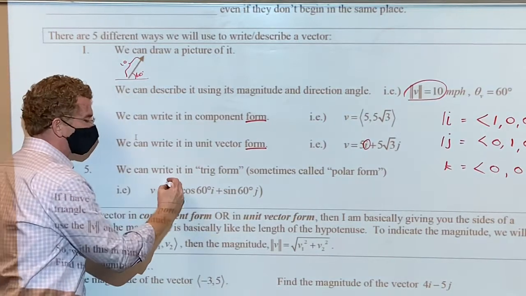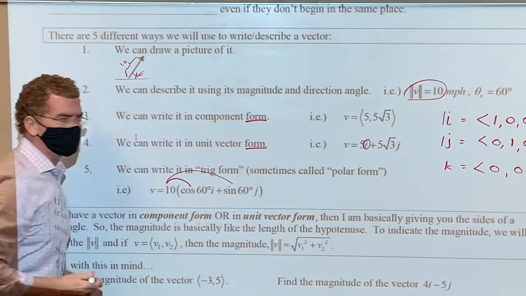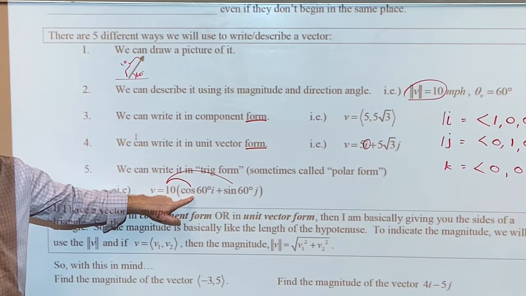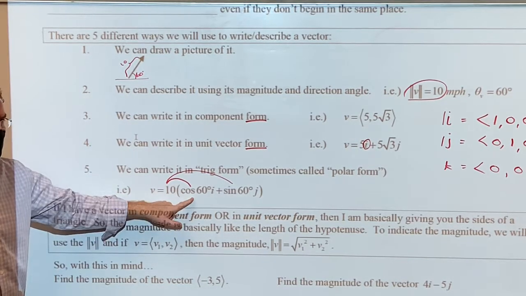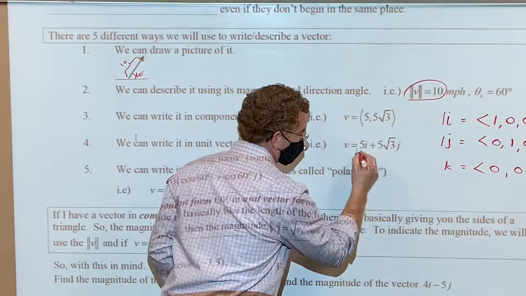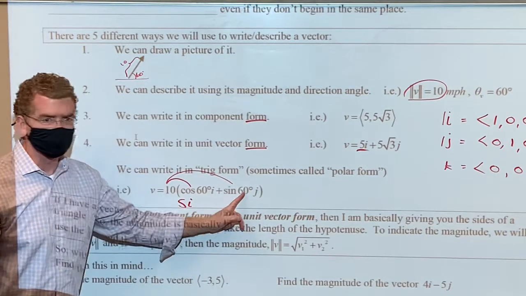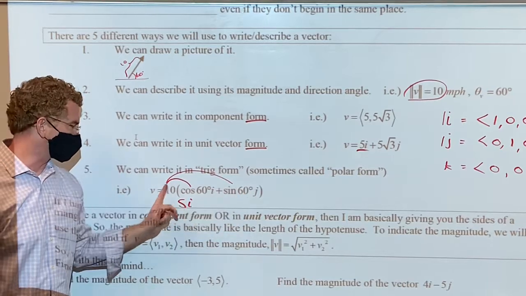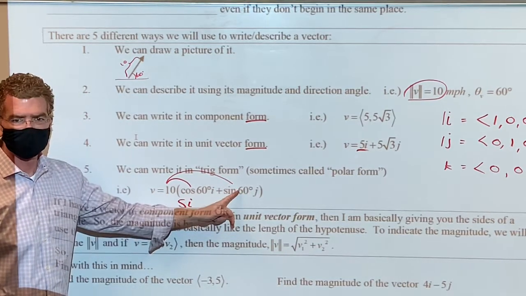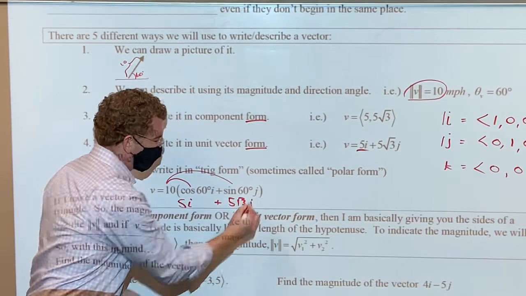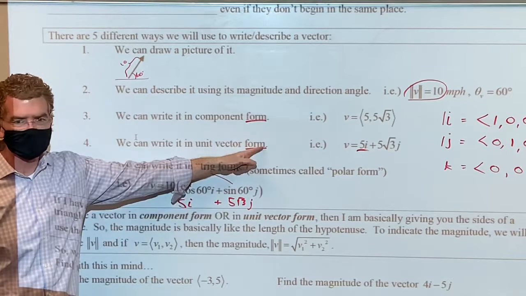But look what happens when you multiply it in. If you multiply 10 times cosine 60, guess what cosine 60 is? Half. So what's 10 times a half? 5, so you get 5i. And what's sine of 60? Square root of 3 over 2. What happens if you multiply 10 times the square root of 3 over 2? 5√3 j. Isn't that unit vector form right here?